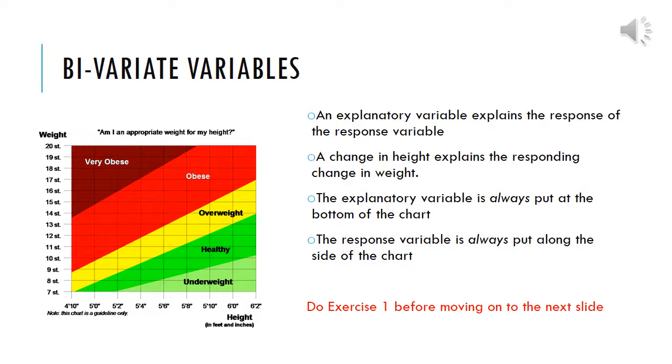Overall, the chart shows how height and weight are related, because a taller person, say 6 foot, can weigh 12 stone and be considered healthy, whereas a shorter person, say 5 foot, if they weighed 12 stone, they'd be considered obese. You have to note that this chart is not very accurate at deciding whether someone's healthy or not, so please don't use it to define yourself.